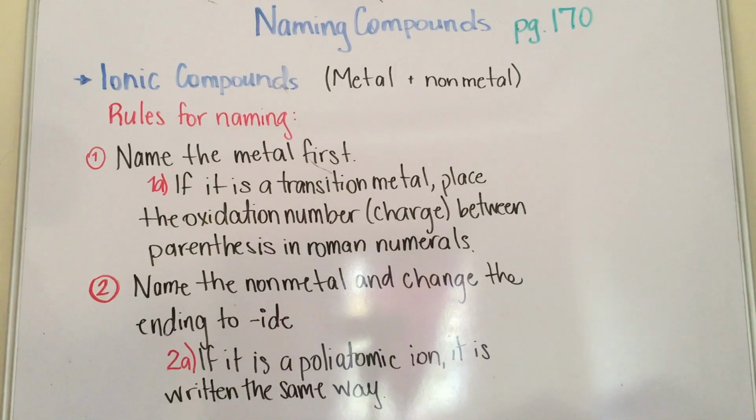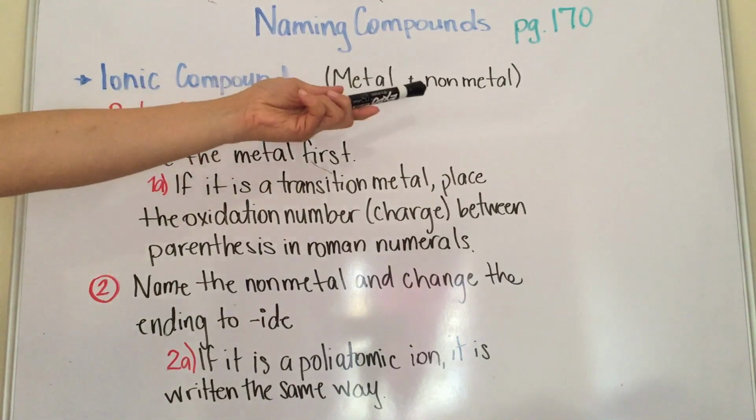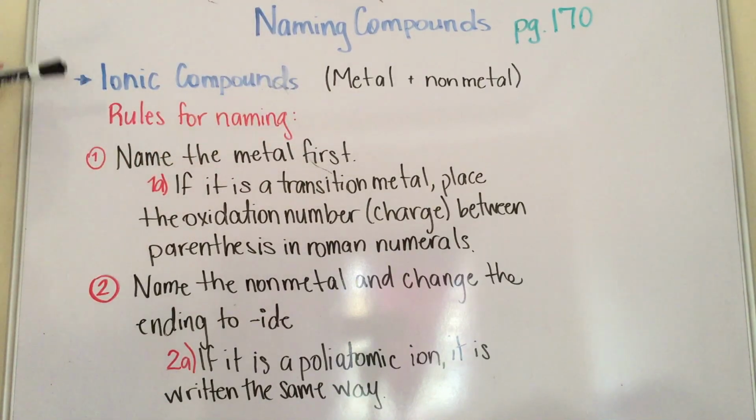And the naming rules are different. We have rules for ionic compound. Again, remember, ionic means a metal and a non-metal. So we have rules for ionic and we have rules for covalent. In today's class, we're only going to see rules for ionic.